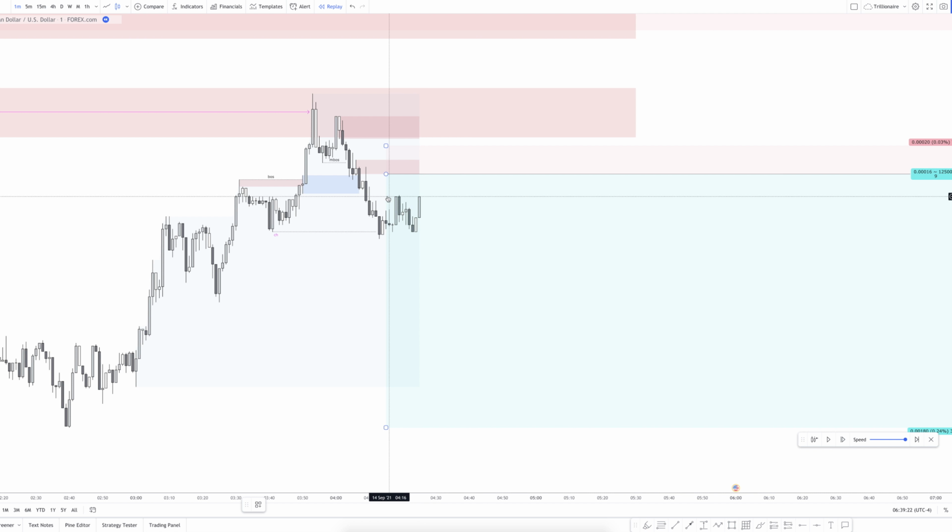Okay, so price creates a weak high here. Wasn't able to break below this area. Price is going to sweep this. Perfect.